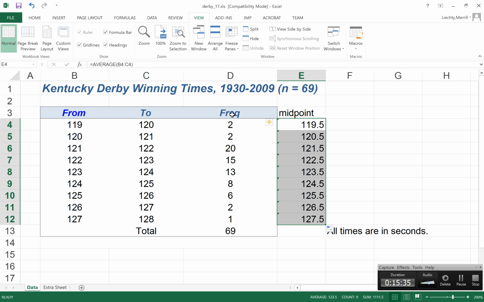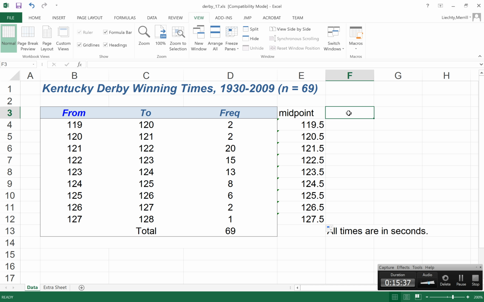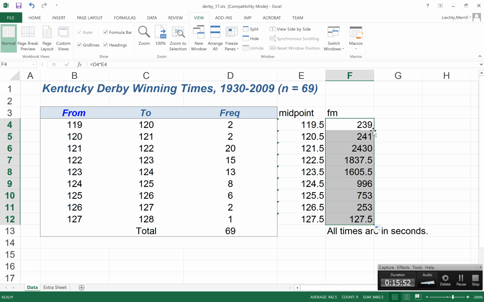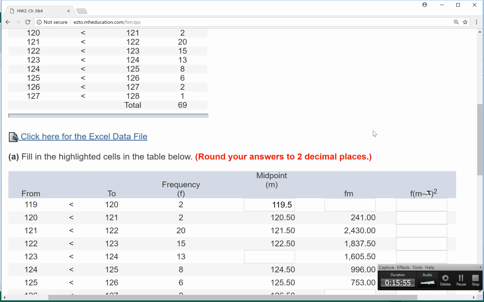Okay, I've already got the frequency, so this is the F. So to get FM, I'm going to take the frequency times the midpoint. So 239 is what I need to put in over here. So here's 239.